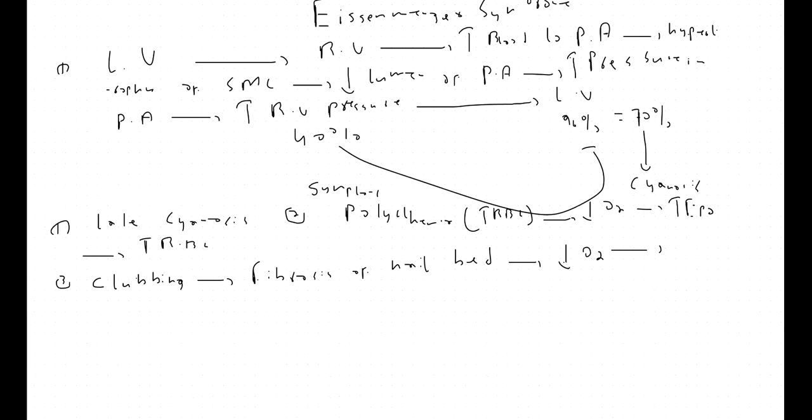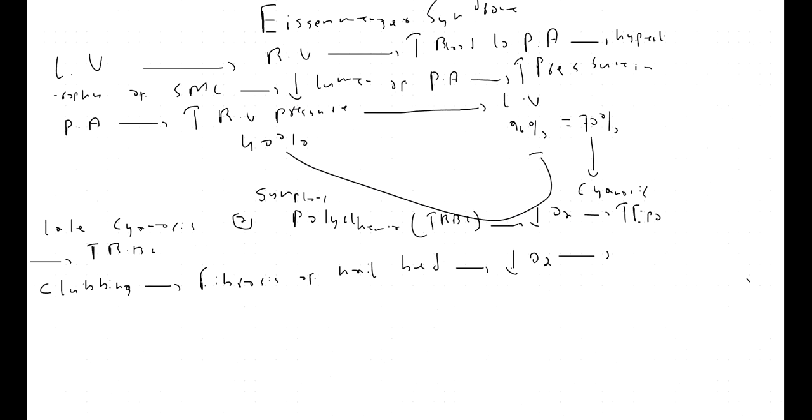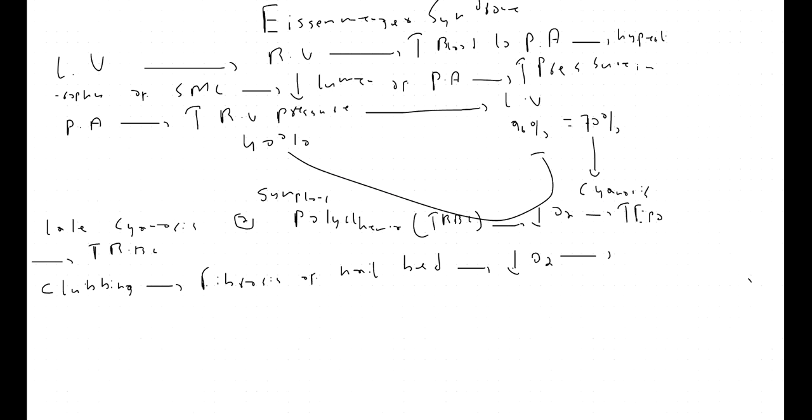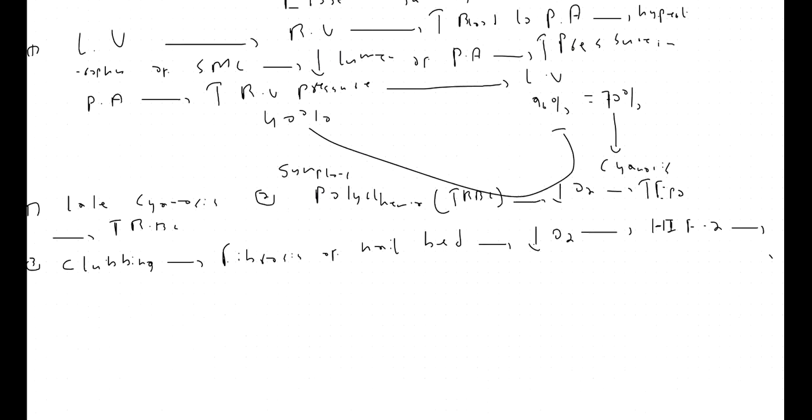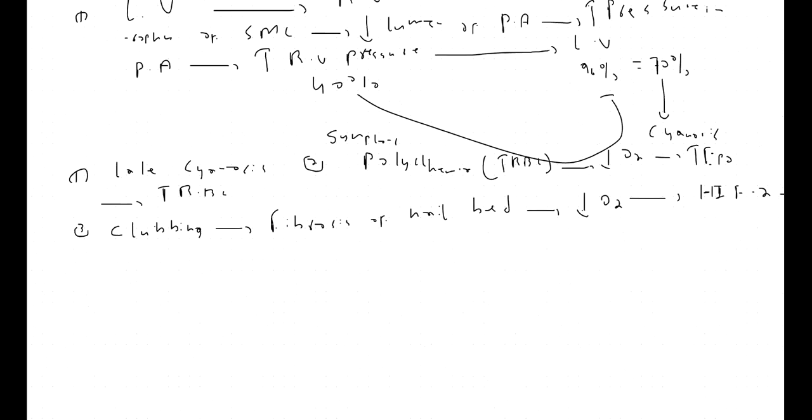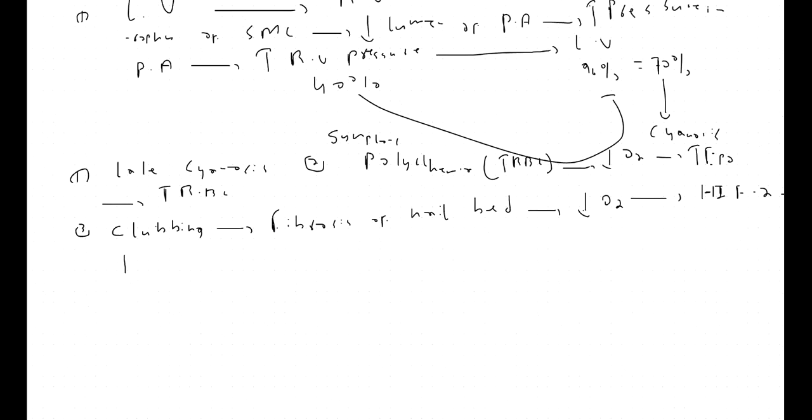So when you get hypoxia, it will lead to the release of hypoxia inducible factor 2. And that hypoxia inducible factor 2 is a transcription factor, which will increase the gene expression of fibroblast growth factor. And when you increase the fibroblast growth factor, it will increase the proliferation of fibroblasts. And when you get increased proliferation of fibroblasts, you will get fibrosis of the nail bed.